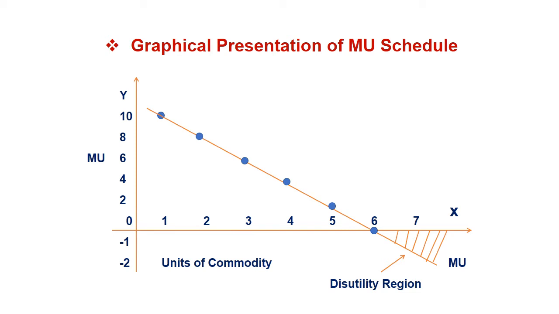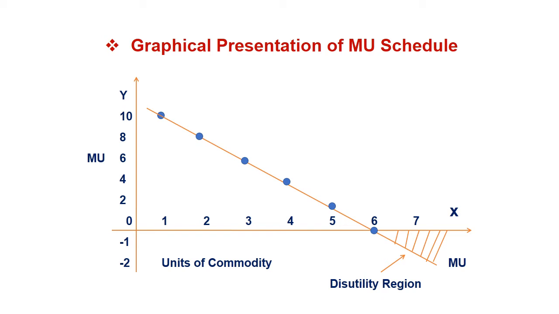When the consumer consumes the fourth unit of the commodity, marginal utility falls to 4. When the consumer consumes the fifth unit, marginal utility falls to 2. And when the consumer consumes the sixth unit, marginal utility becomes 0. It means it touches the x-axis, that is, MU is equal to 0.